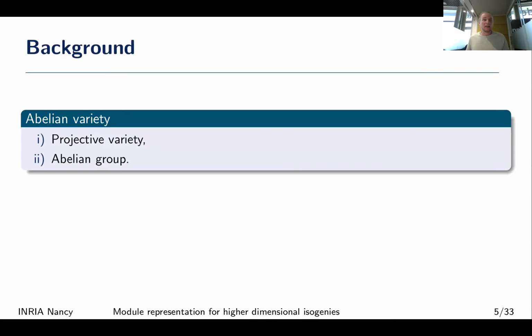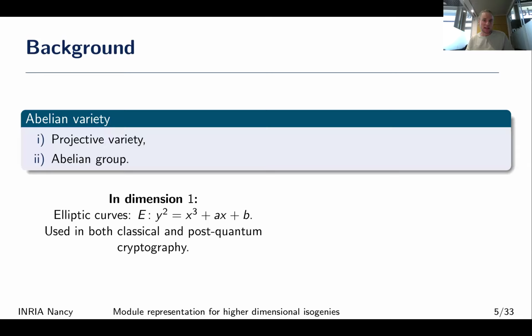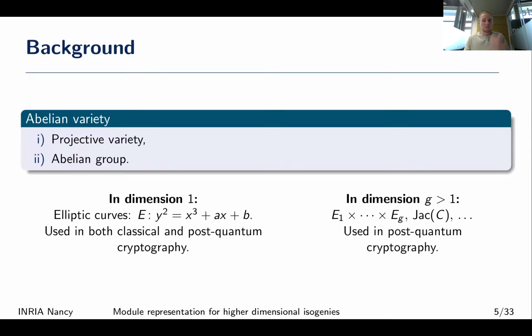If we look at dimension 1 abelian varieties, we actually recover exactly the elliptic curves, that can be defined by an equation like this, and that were already used not only in post-quantum cryptography, but also in classical cryptography. For example, when you're trying to connect to a secure website, your computer is dealing with elliptic curves. Now, if you want to go to higher dimension, you can look at products of elliptic curves, but maybe something fancier happens, and you can encounter Jacobians of genus 2 curves and other things. To my knowledge, today those types of abelian varieties are mostly used in post-quantum cryptography.